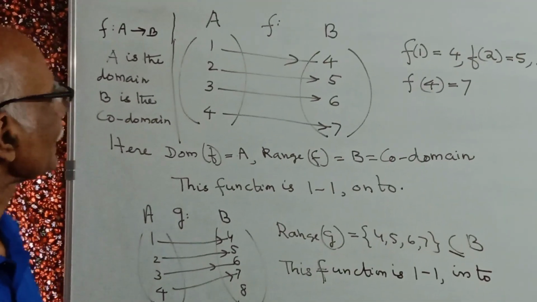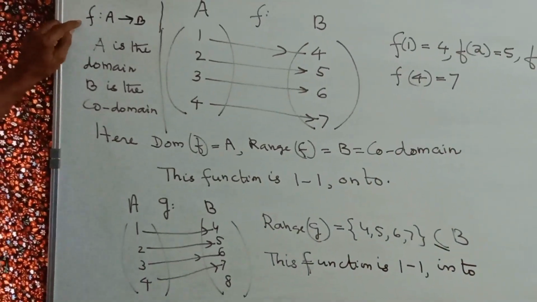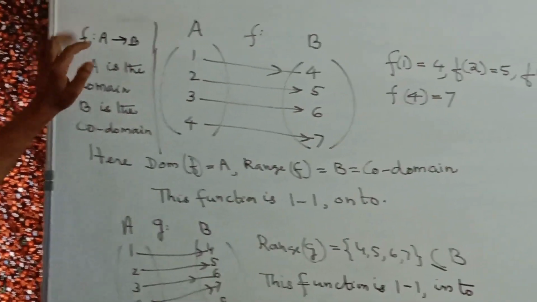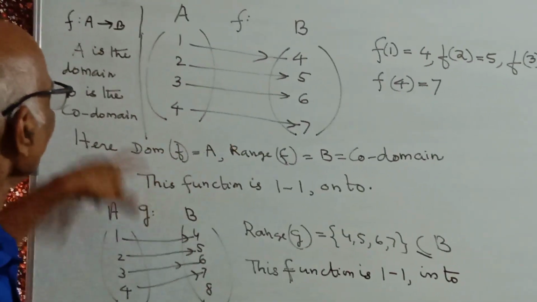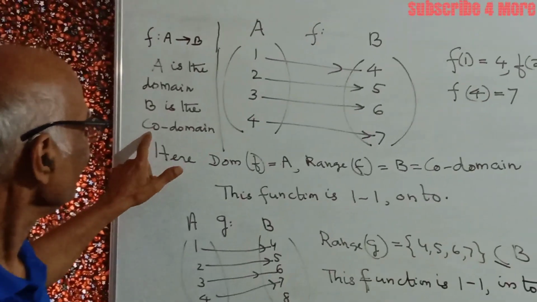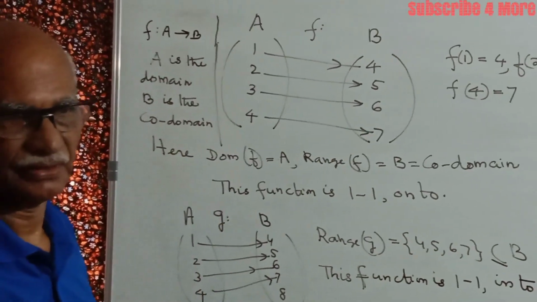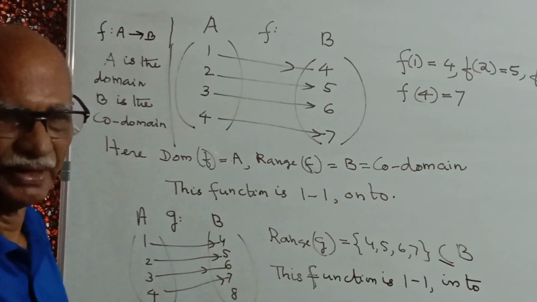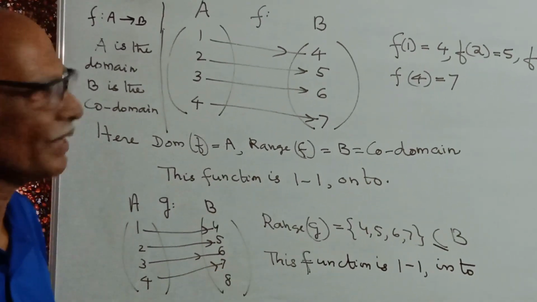Now we consider an example. F is a function from A to B. This is a notation. F is a function from A to B. A is the domain of the function and B is the codomain of the function. So a function from A to B means A is the domain, B is the codomain.